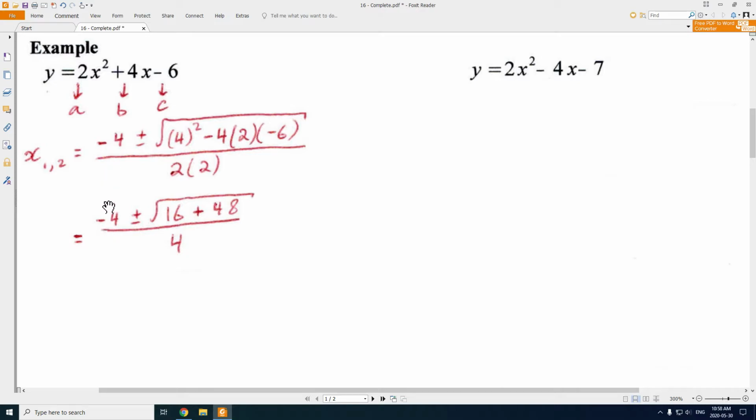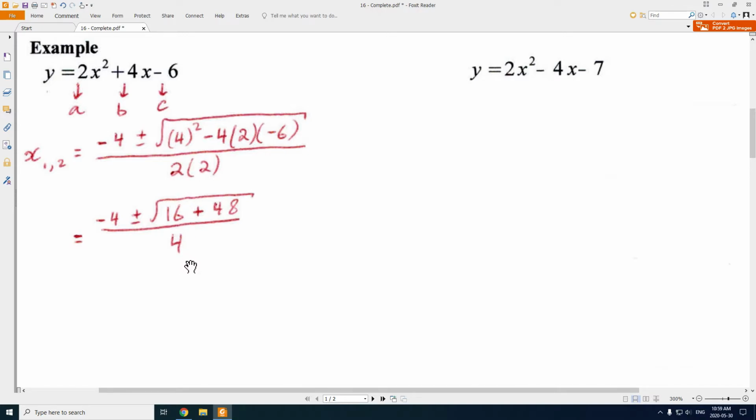So negative 4, plus or minus, starting inside here. 4 squared is 16. Negative 4 times 2 times negative 6 is positive 48. So I went plus 48. That's from the two negatives, right? Negative, negative, plus 48. Divided by 2 times 2 is 4.